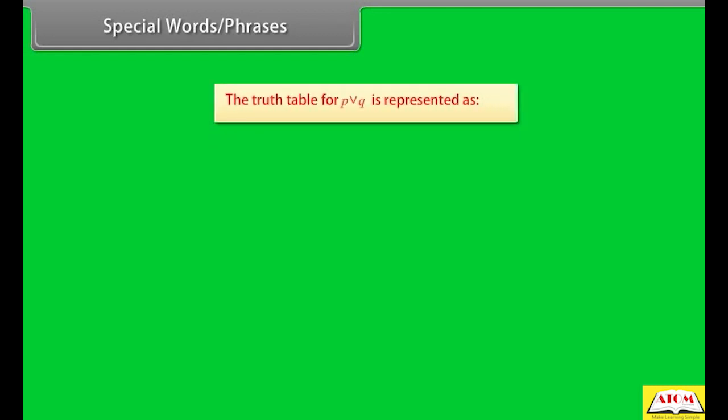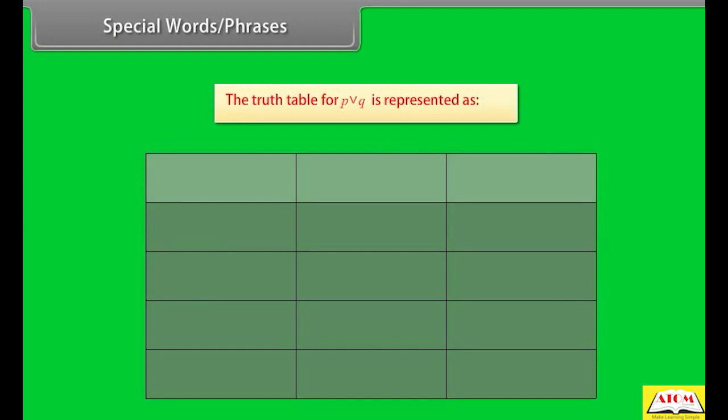The truth table for P or Q is represented as: for P true and Q true, the P or Q is true. For P true and Q false, the P or Q is true. For P false and Q true, the P or Q is true. For P false and Q false, the P or Q is false.